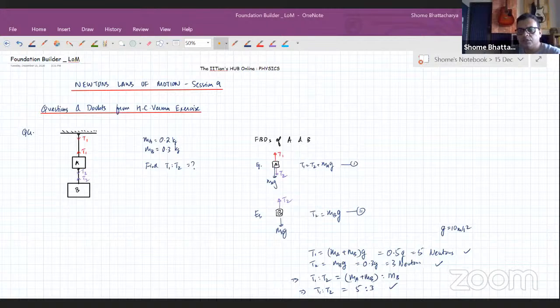Okay, so hope that this question is clear. Aditi, you have understood this question? Okay, good. Let's move on to sixth question.